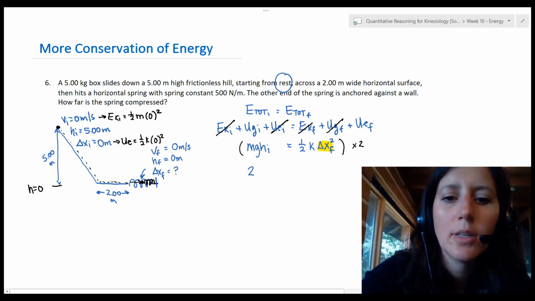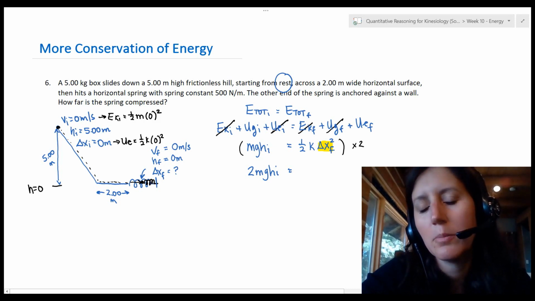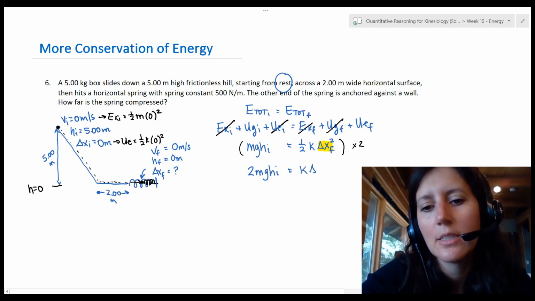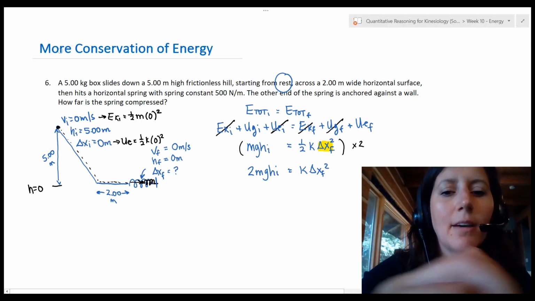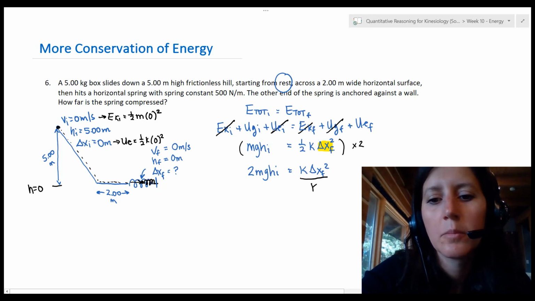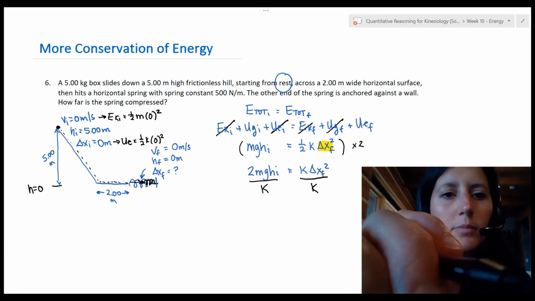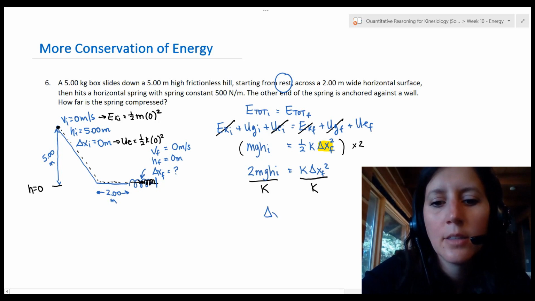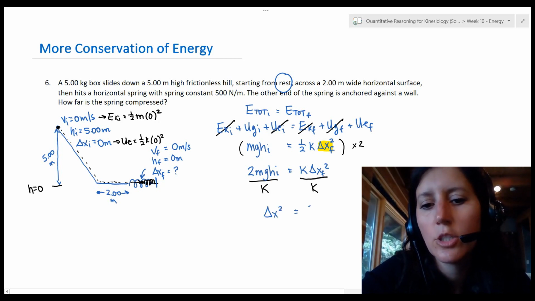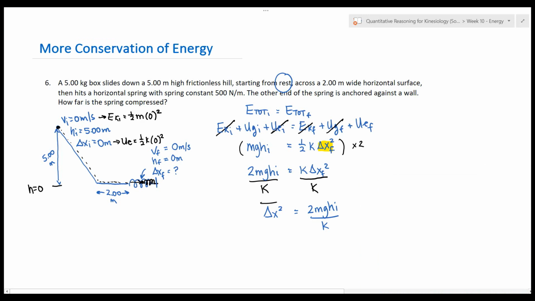So I get 2 mgh initial equals, when I times a half by 2, it becomes just 1. So I get k delta x final squared. Now I'm going to divide both sides by that k value. And then I'm going to take the plus or minus square root. So I have delta x squared is equal to 2 mgh initial over k. Now I'm going to square root both sides to get rid of the squared.